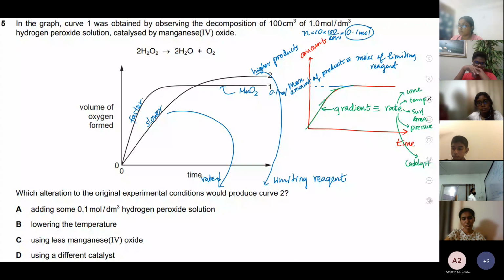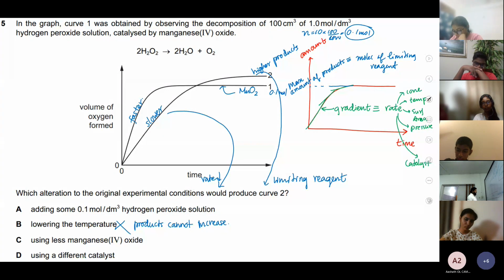Lowering temperature will not help because rate will decrease. Products can't increase. Products cannot increase. But this is not a reversible reaction. They haven't mentioned it's reversible. In detail, for an endothermic reaction, if you lower the temperature, the rate decreases, but the yield increases. Right? Those are like higher.